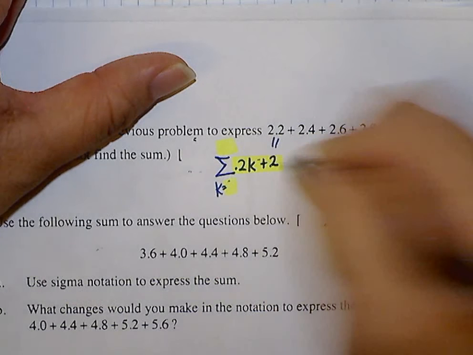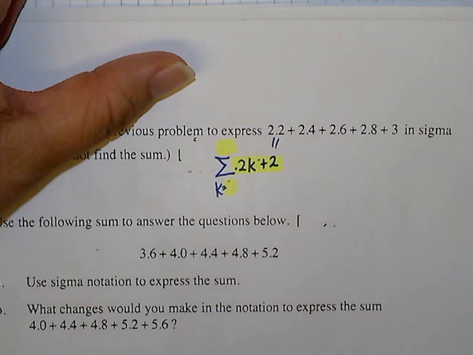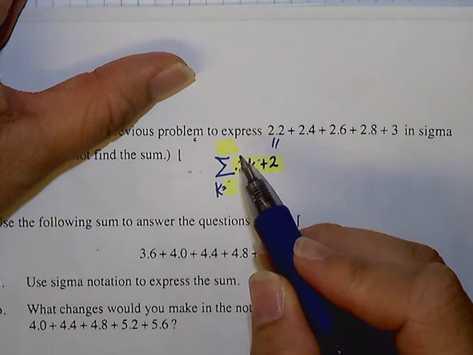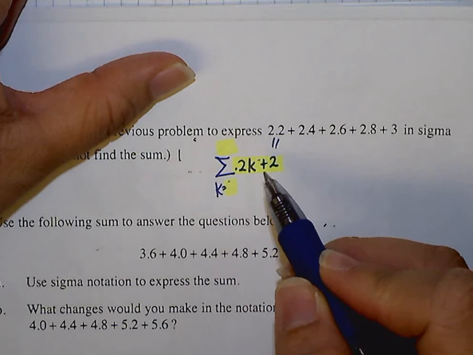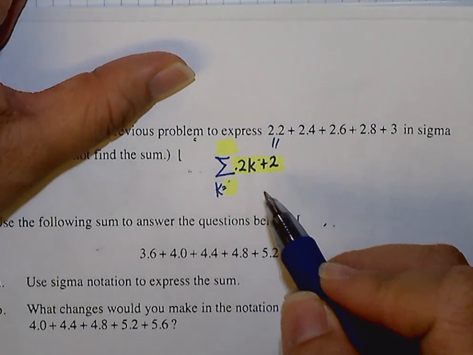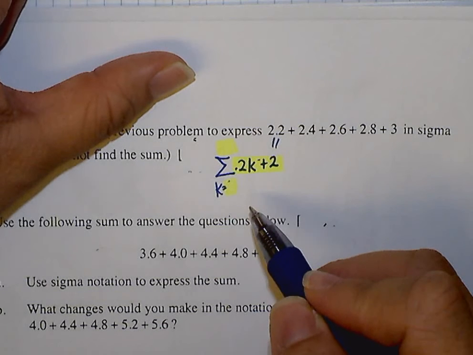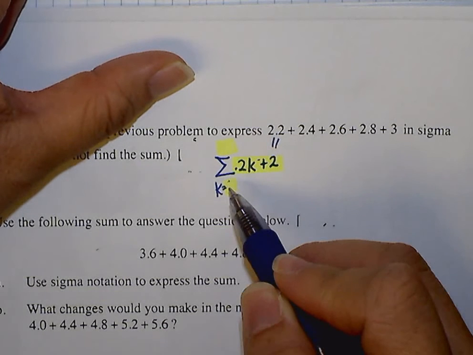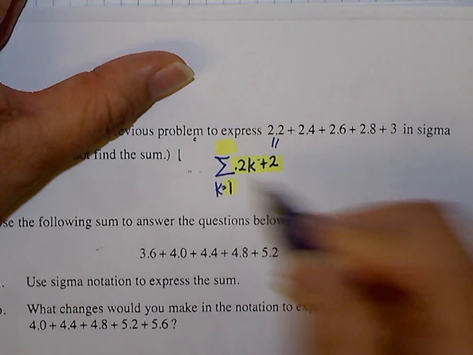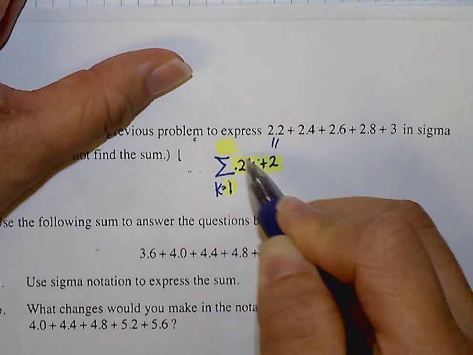No, k times 0.2. Wait, what's wrong with this? Oh, it does work. This works, doesn't it? What is my first index going to be? 1. And then up to what? 1, 2, 3, 4, 5.